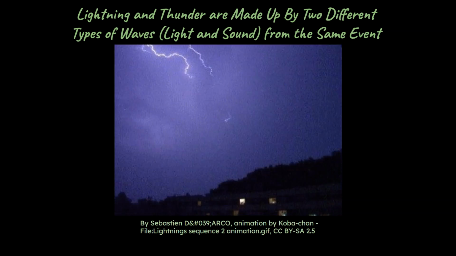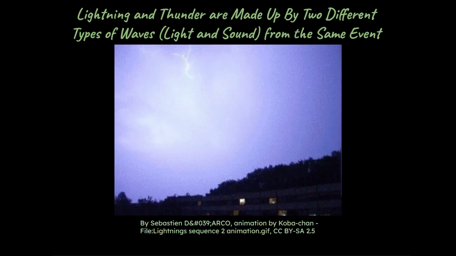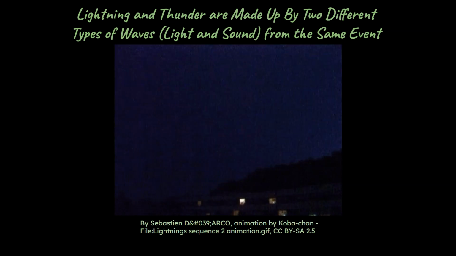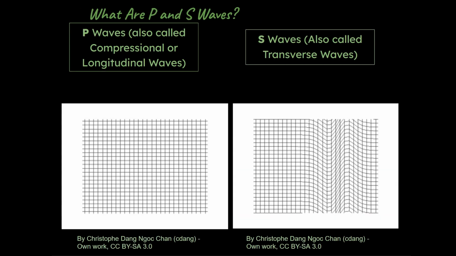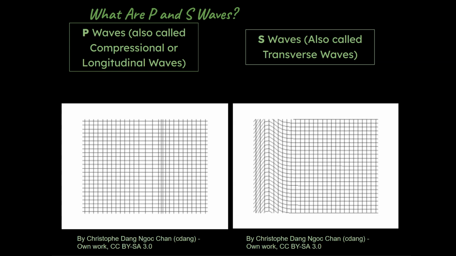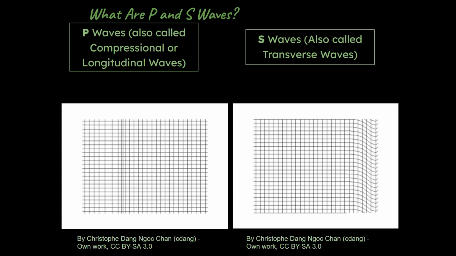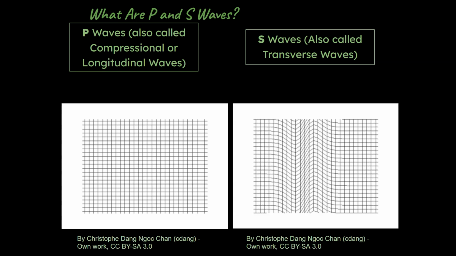So why am I talking about lightning in the context of an earthquake? That's because we're going to use the same idea in talking about earthquakes. So let's do that. It turns out that there are two different types of waves that both come from an earthquake. They are called P and S waves. When we talk about P waves, they're also called compressional or longitudinal waves. Sound is a good example of a P wave.